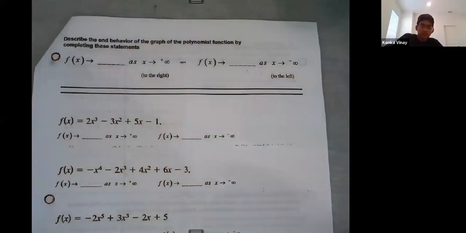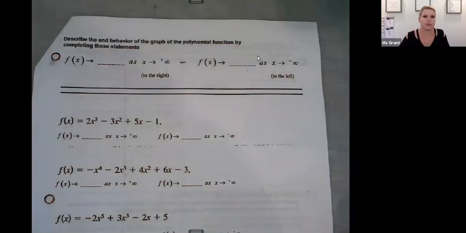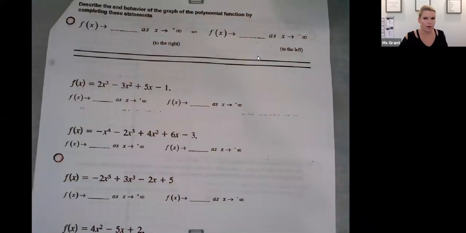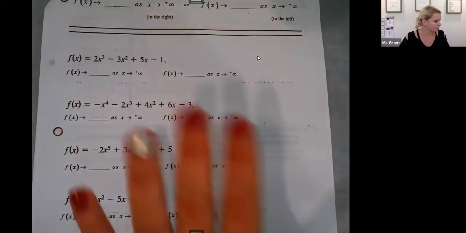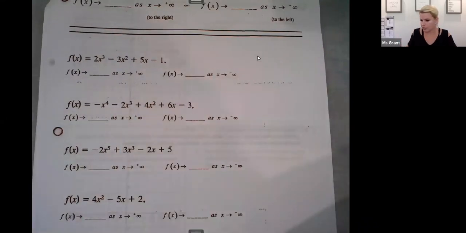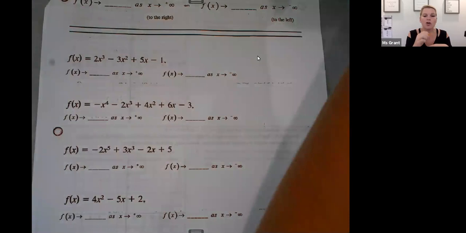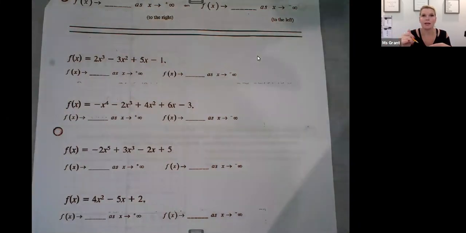All right, so we are doing chapter 3, section 1B, second day. We're graphing polynomial functions. I want to recap the end behavior because I want to make sure that if you look at a polynomial, you know the basic shape of it, and you know if it's going upward or downward. So here we go.